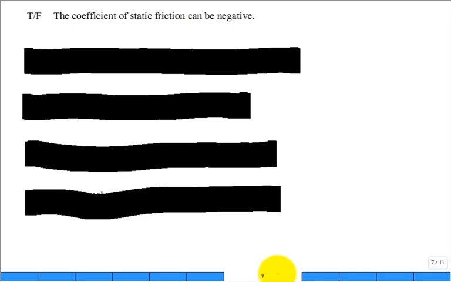All right, the coefficient of static friction can be negative. True or false? False. Think about that. You would pull this way, and the frictional force would help you? No, it's opposite. It's always opposite, so it cannot be negative.